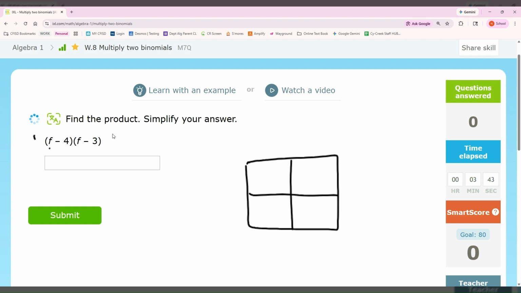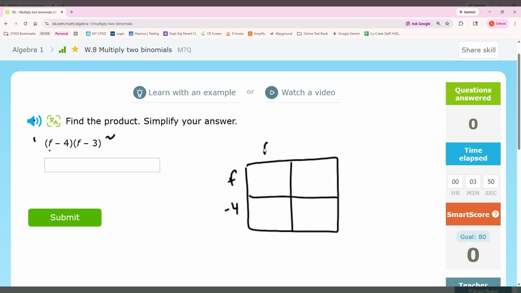So I'm going to put my factors. So this is your first factor. Find the product. This is your second factor. So I'm going to put my first factor here on the side, and then I'm going to put the other factor on top. So those are our side lengths.